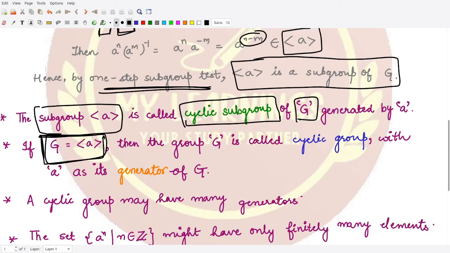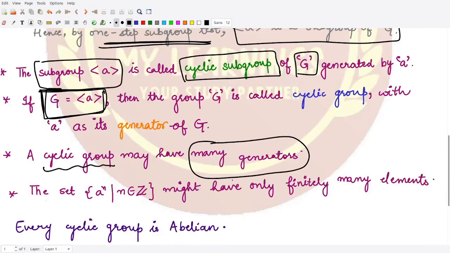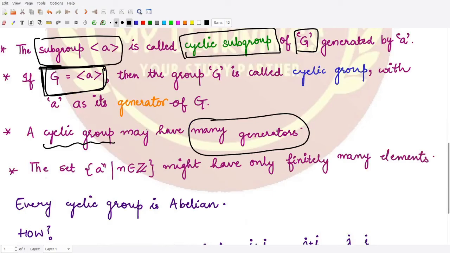And moreover, A in this case is known as the generator of the group G. You should note that a cyclic group can have many generators, right? That means it could be generated by more than one element within this group. Now this group would contain very many elements, so a few elements might work as generators and a few might not. So we have to check whether the given element is a generator of the given group, that is, whether it could construct the whole of the group by taking its powers and so on.